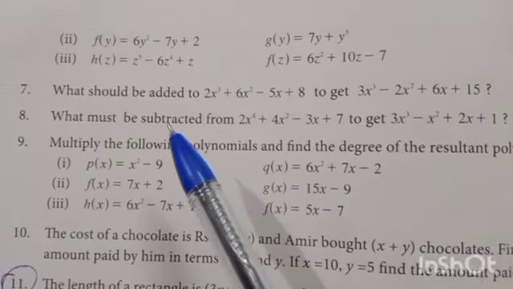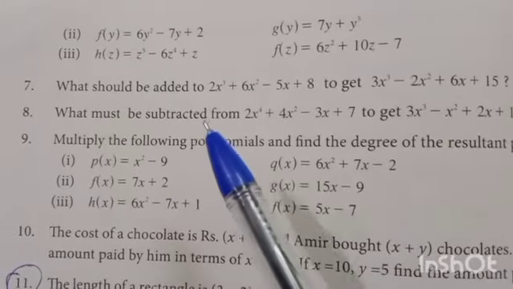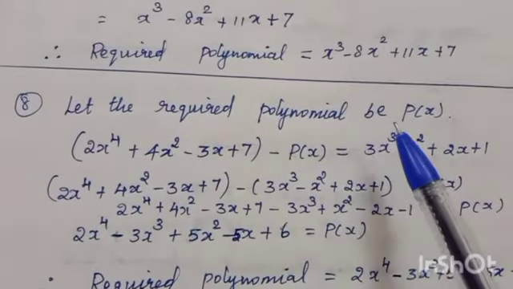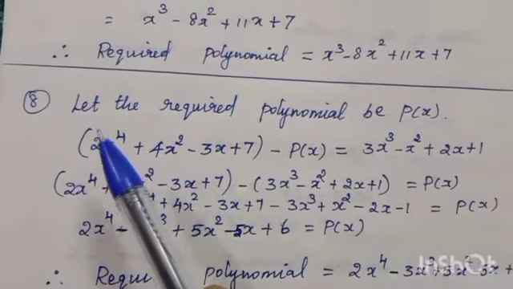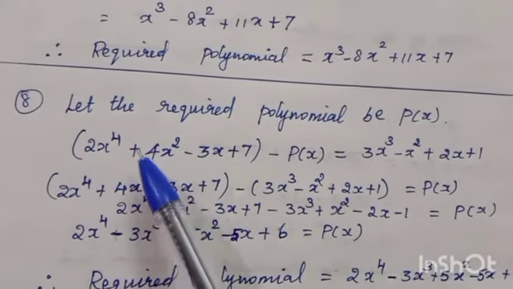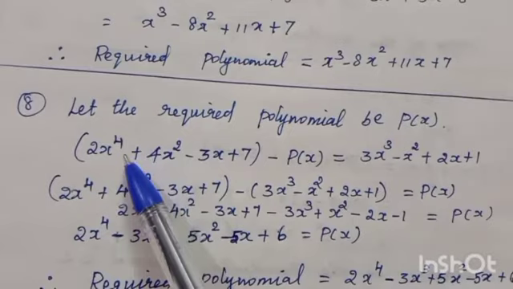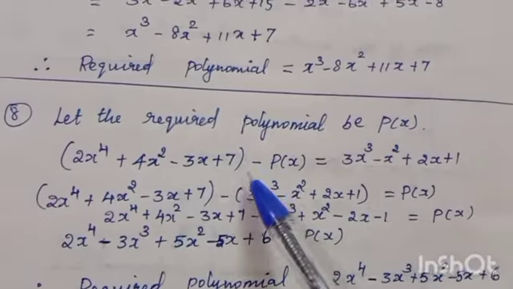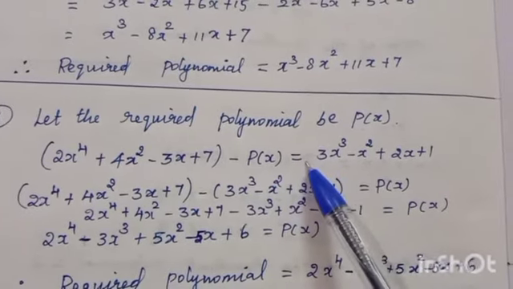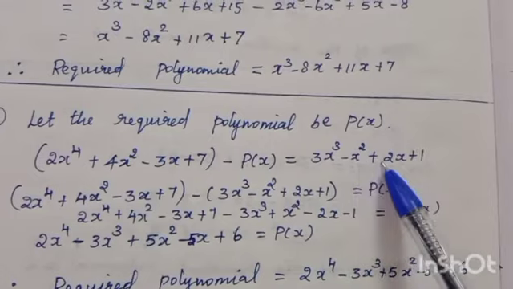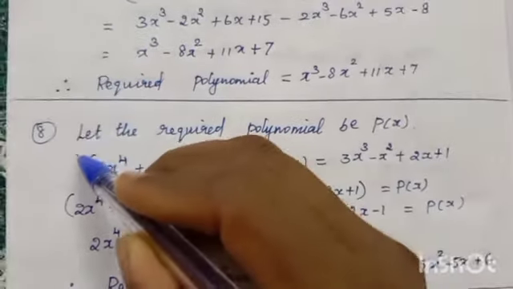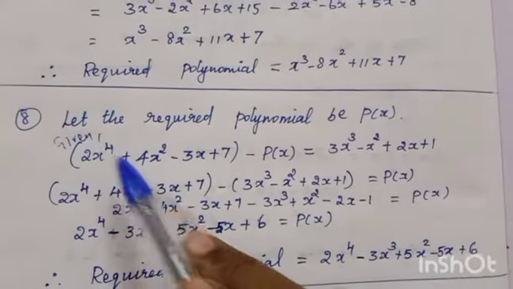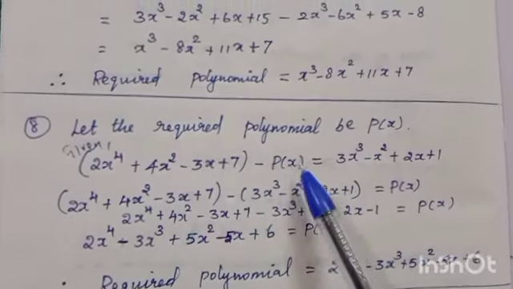First you have to consider this unknown polynomial as p of x, then proceed. Listen students, let the required polynomial be p of x. So what is given in the question? A polynomial subtracted from this polynomial. So first you write 2x power 4 plus 4x square minus 3x plus 7 minus p of x is equal to 3x cube minus x square plus 2x plus 1. It is taken from the given statement, so you have to mention "given". Now you have to simplify to find p of x.